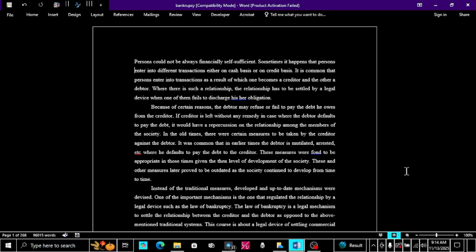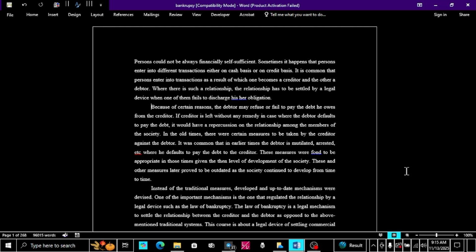The next is navigating paragraph by paragraph. To do so, we should press Control down arrow or Control up arrow. If we press Control down arrow, it takes us to the next paragraph, and if we press Control up arrow, it takes us to the previous paragraph. So let's press, for example, Control down arrow.